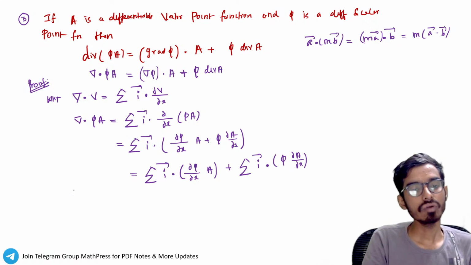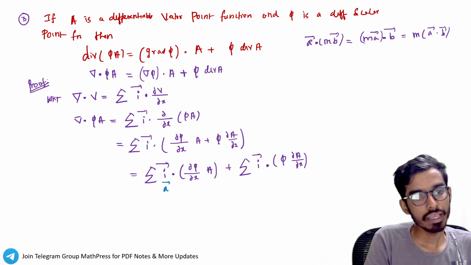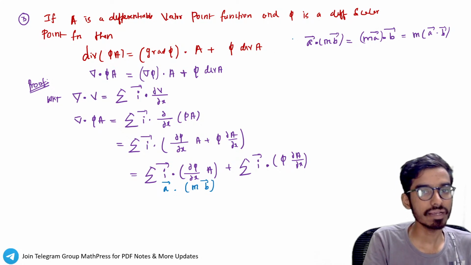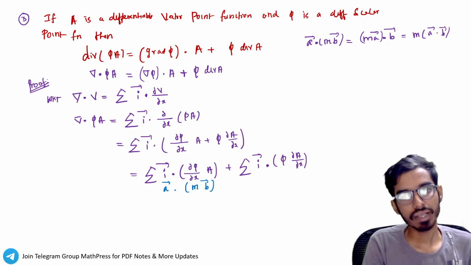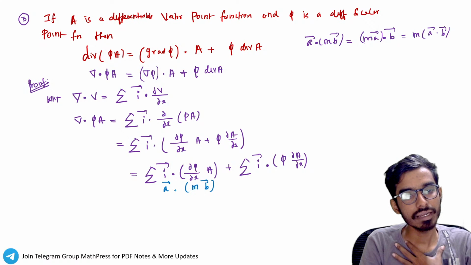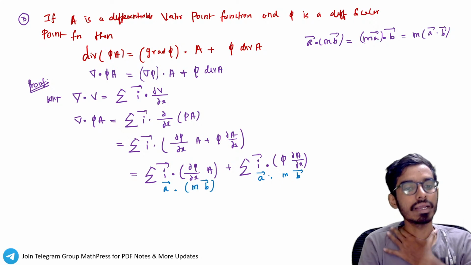Okay. Now I'm just going to use the property here. So you can see A dot mB vector. You remember A is a vector, because A is a vector point function, and you can treat phi as a scalar because phi is a scalar point function. So the derivative will be scalar also, right? So A dot mB, and here also A dot mB.